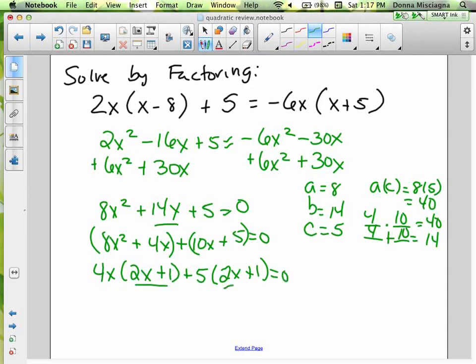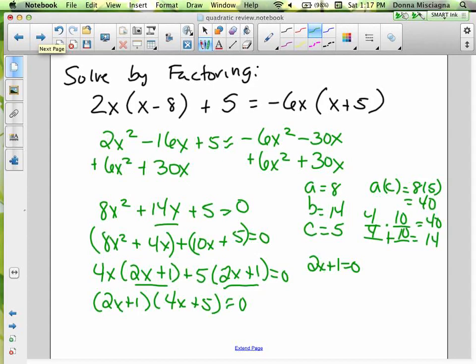Here you see that repeating 2x plus 1. We can factor that out. So 2x plus 1, and when we factor out the 2x plus 1, the leftovers go in the parentheses. So 4x plus 5. And we're done. This one was a pretty easy one, I think. Now we're almost done. Since we're solving, we have to set equal to 0 and solve. Then we're done. But this part's the easy part.